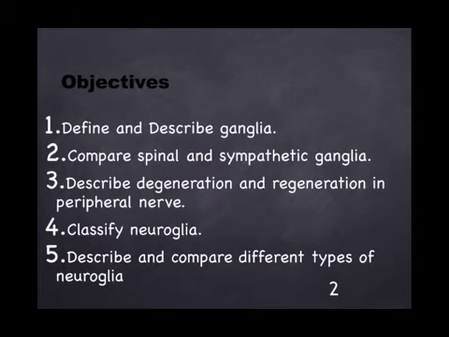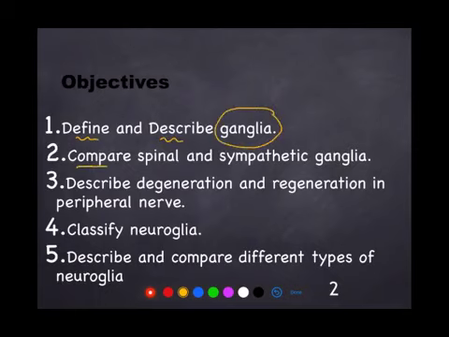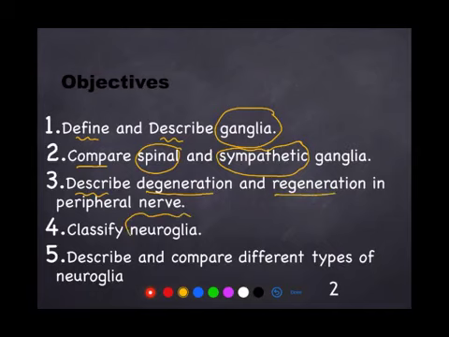Our objectives today are five. You have to define and describe the ganglia. You have to compare between two types of ganglia, spinal ganglia and sympathetic ganglia. You have to describe the stages of degeneration and regeneration in the peripheral nerve. You have to classify neuroglia, very important. You have to describe and compare the different types of neuroglia, very important topic.